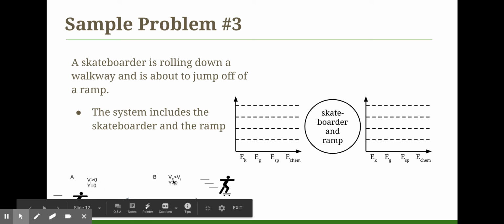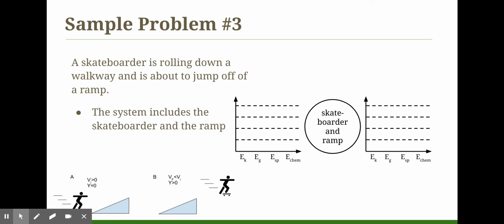At the end, they're going slower. VF is less than VI, and they're off the ground. Y is greater than 0. So still moving, off the ground, just not moving as fast.